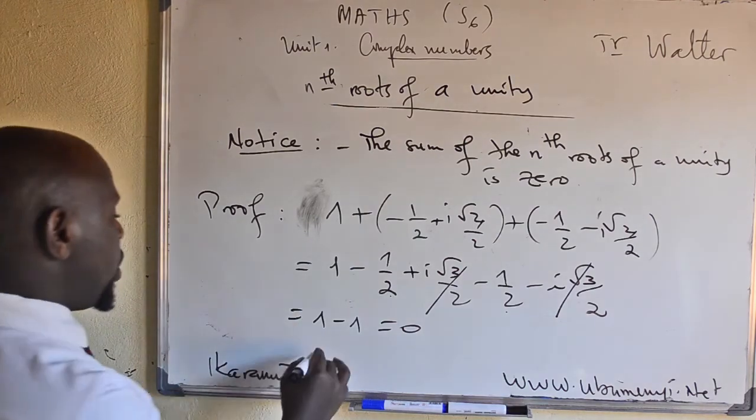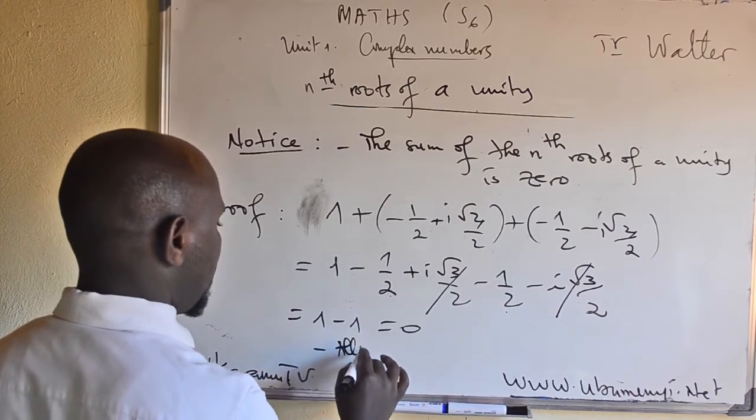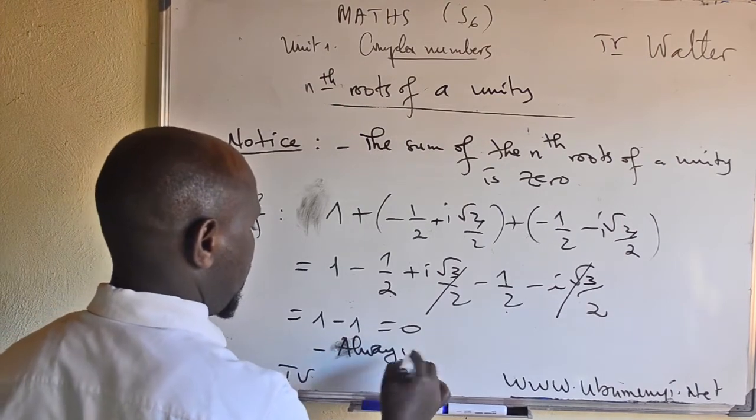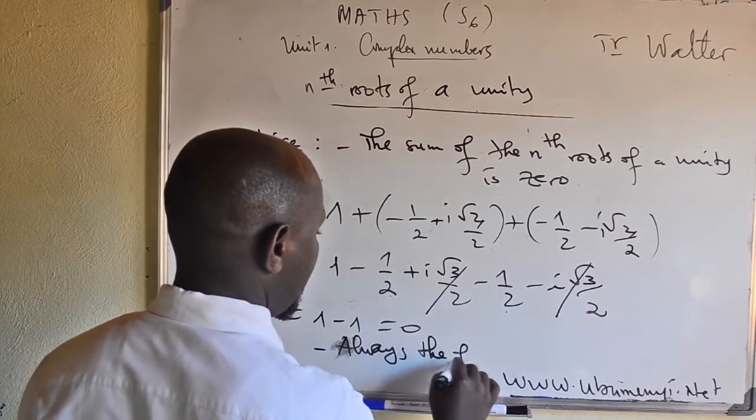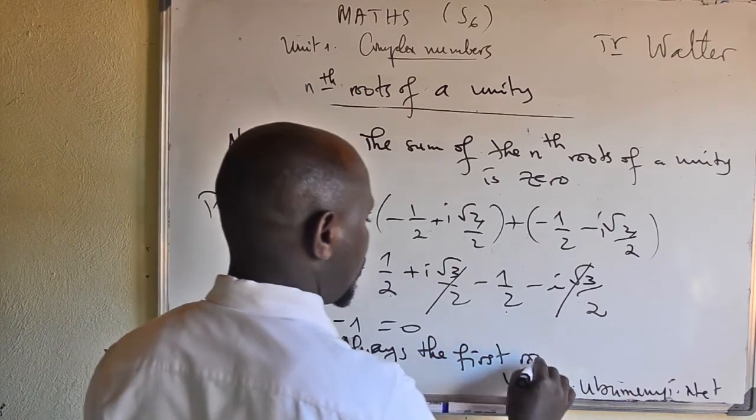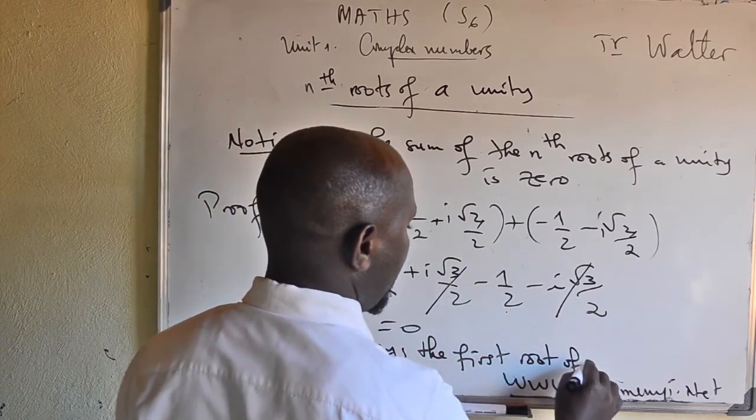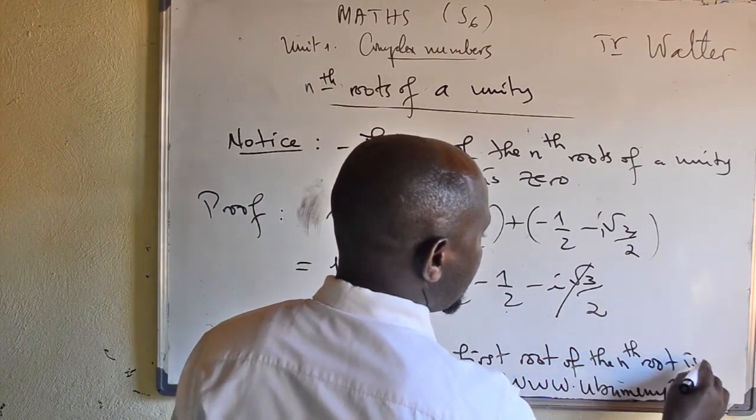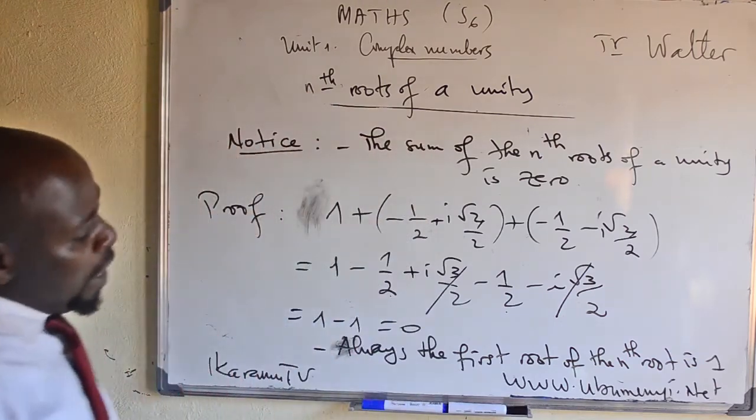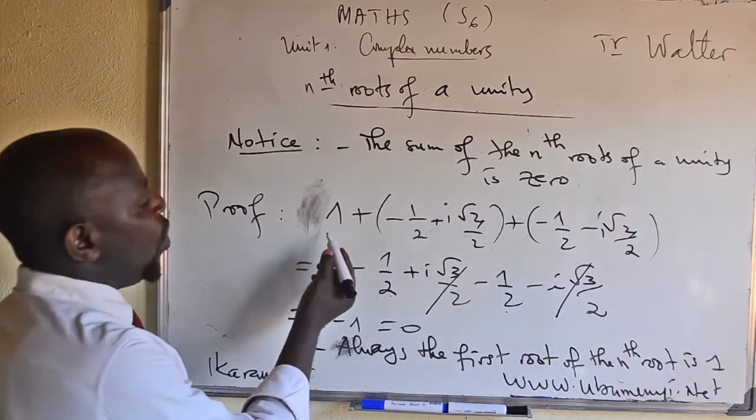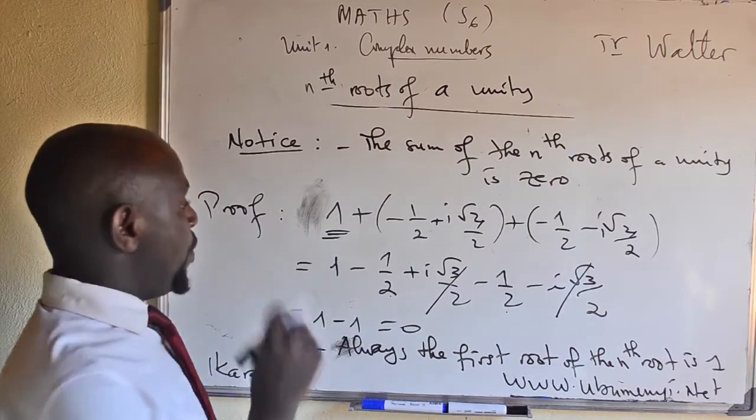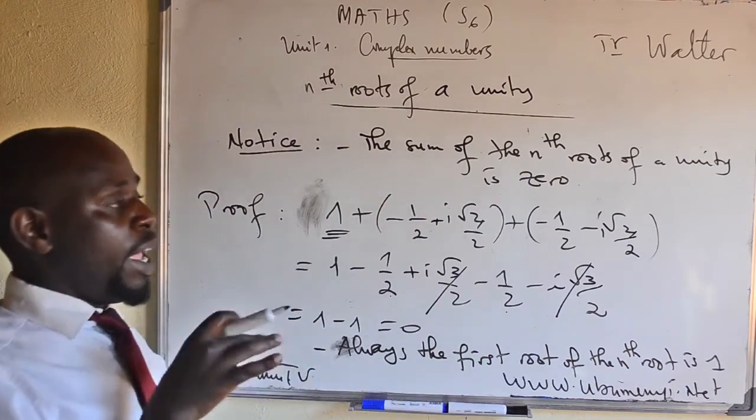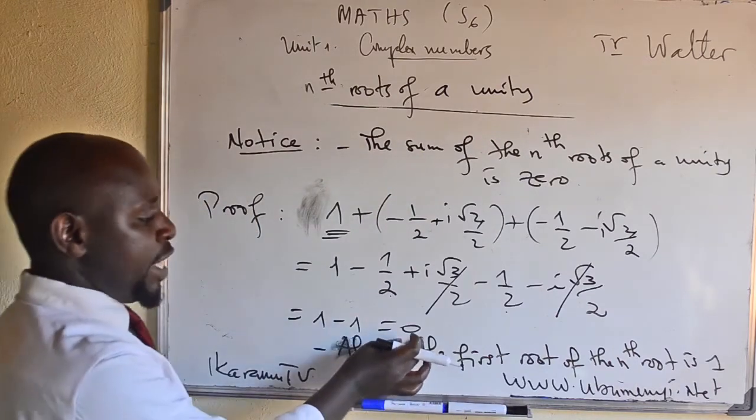And now you will notice another thing. Always the first root of the nth roots is 1. You will always see that if you want to find z0, it will be equal to 1 if we have a unity. It will always be equal to 1. And if you add all the nth roots of a unity, you must get 0.